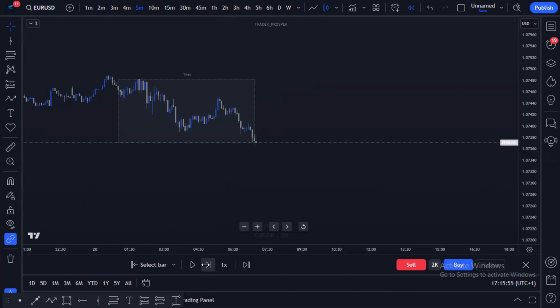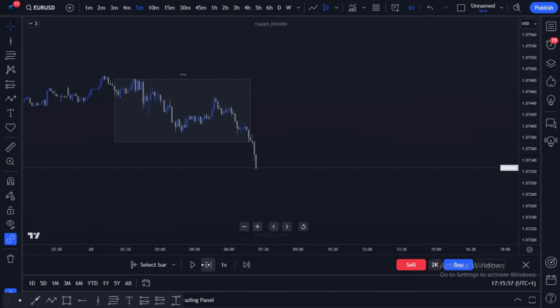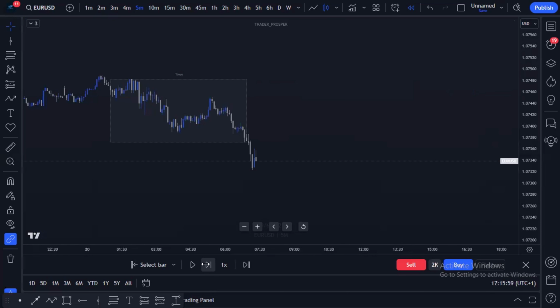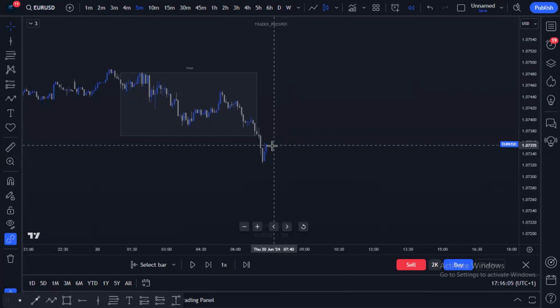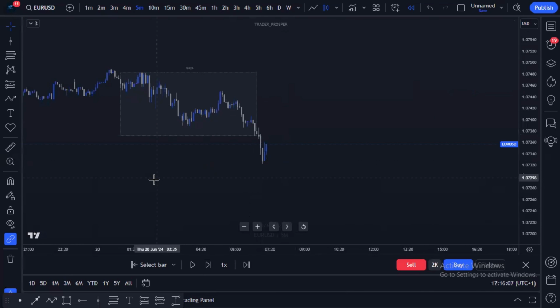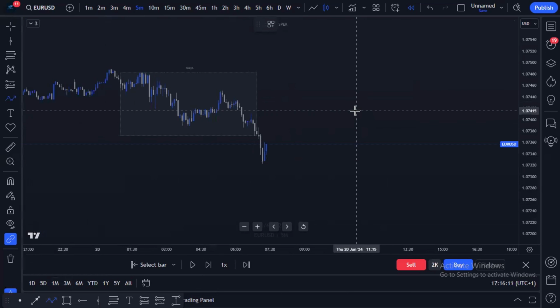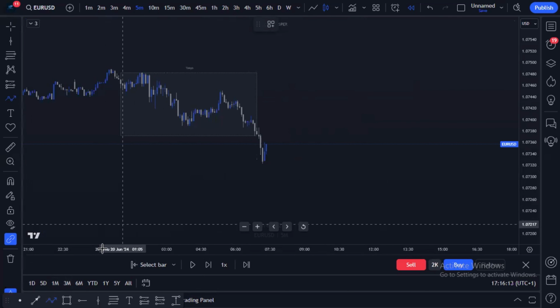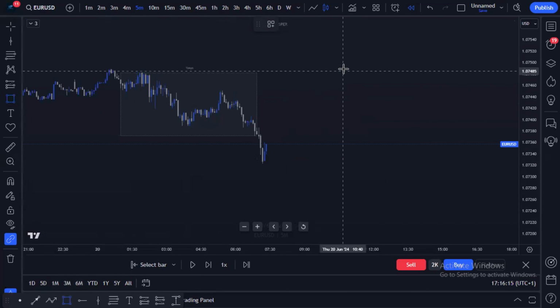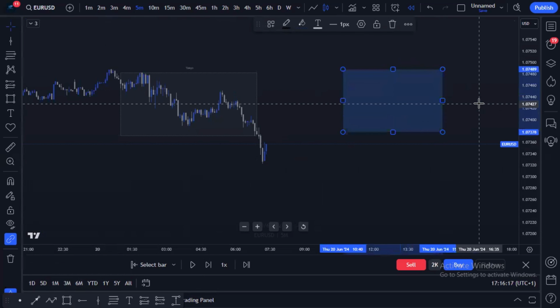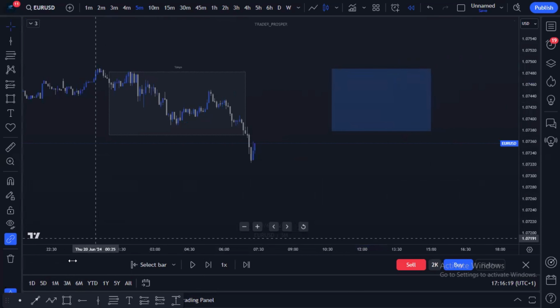Now we'll just wait for the break, right? That was the break of structure. Now, Asian low has been swept. When Asian low is being swept in the market, this is what I want to see price doing. I want to see an engulfing pattern forming. Now, let's say, for instance, this is the Asian range.